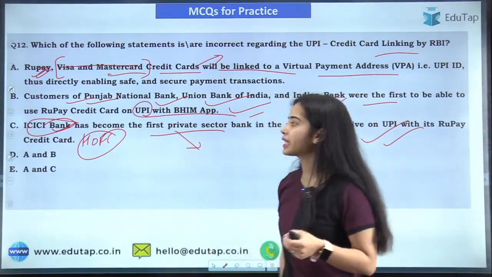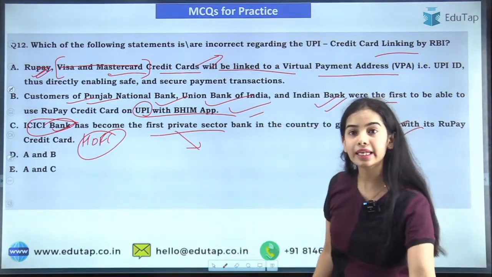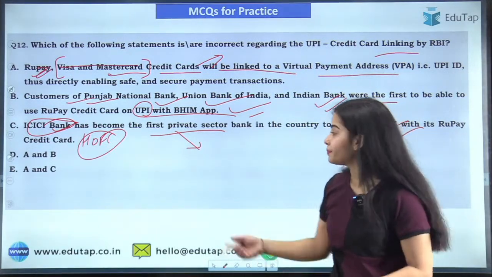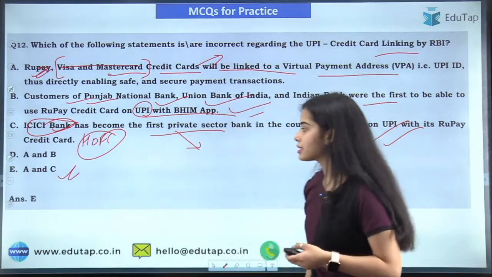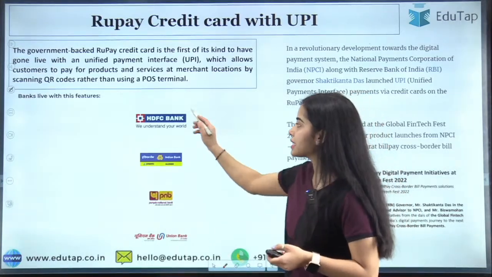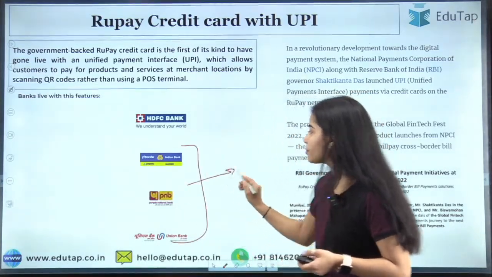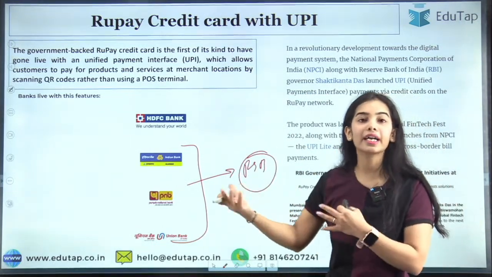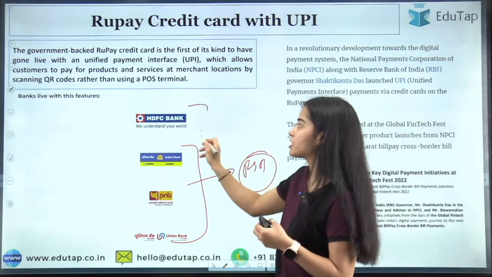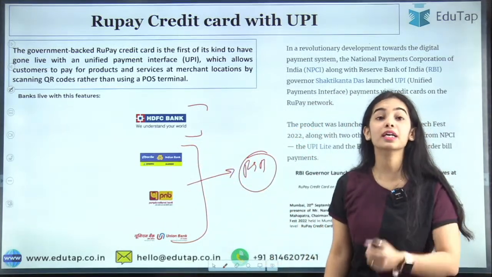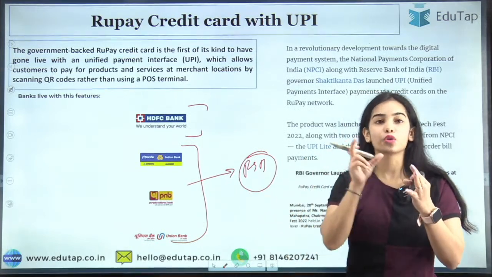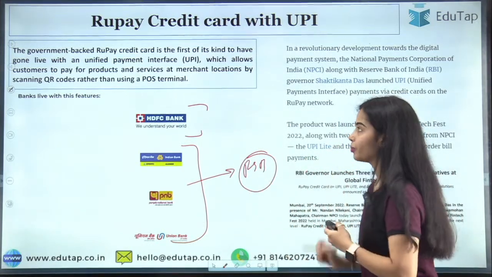This statement is incorrect. That is A and C statements are incorrect and that's why it is the yes. So A and C is the right answer. E is the right answer. Here you can see that these three were the public sector banks that were able to provide the RuPay credit card and UPI interlinkage. Now the SDFC Bank, that is the first private sector bank that will also be able to provide the RuPay credit card linkage with the UPI.